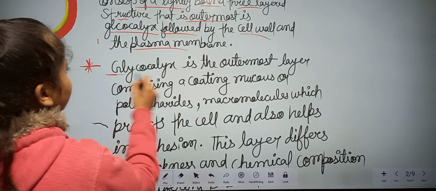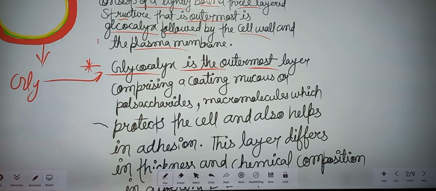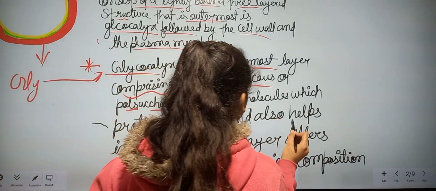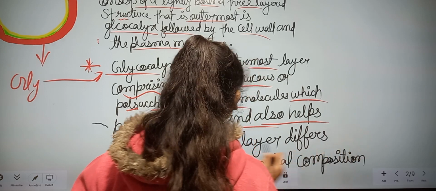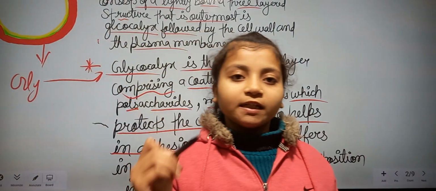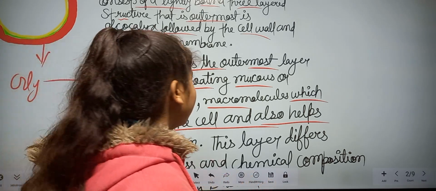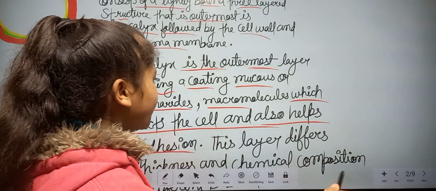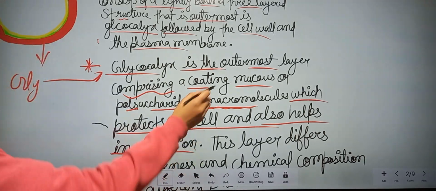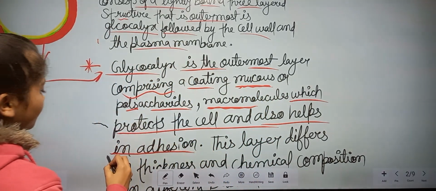Our next point is, glycocalyx is the outermost layer, comprising a coating of mucus or polysaccharide macromolecules which protect the cell and also help in adhesion. It means the glycocalyx has mucus. Mucus means a sticky substance, or polysaccharides, a type of chemically made macromolecule which protects the cell and also helps in adhesion. That's why it helps in adhesion.